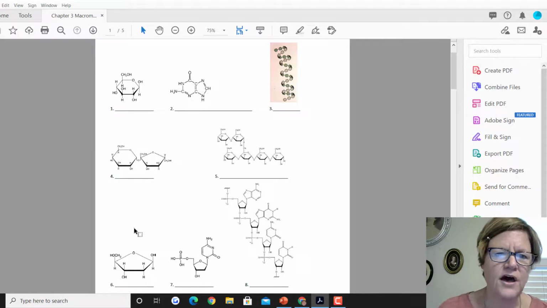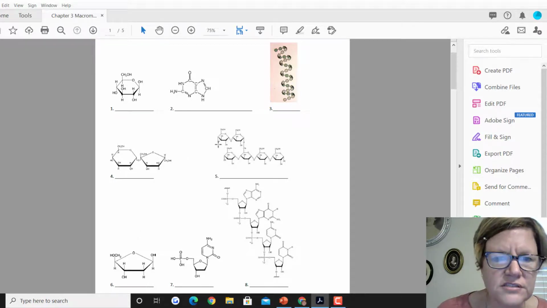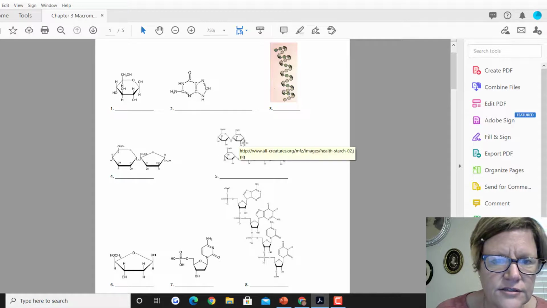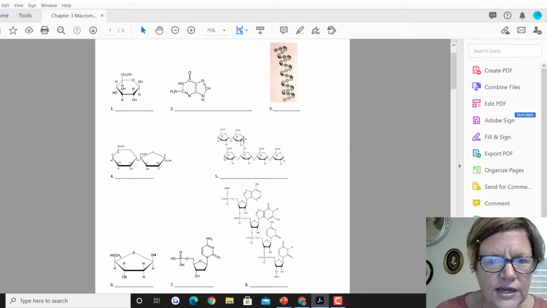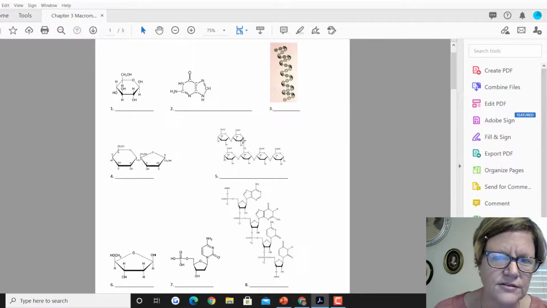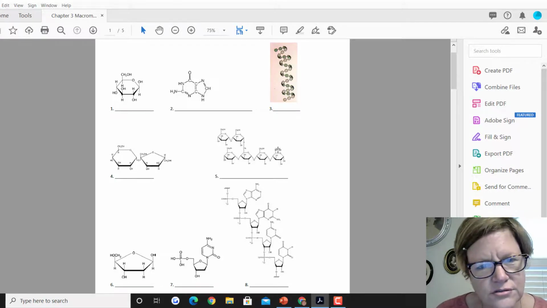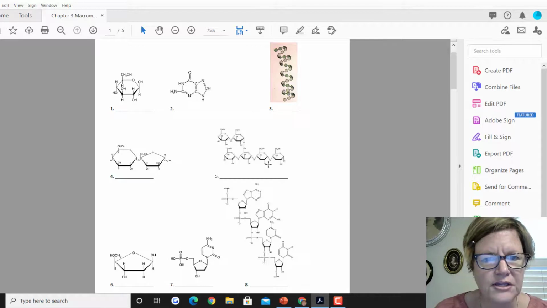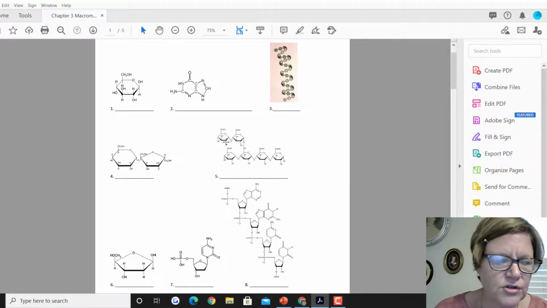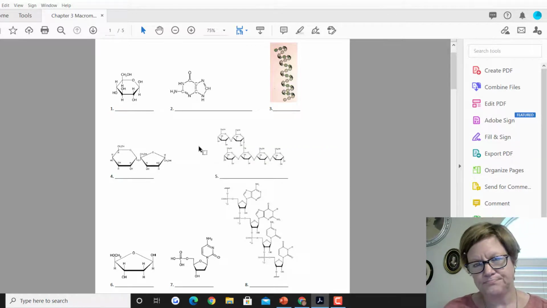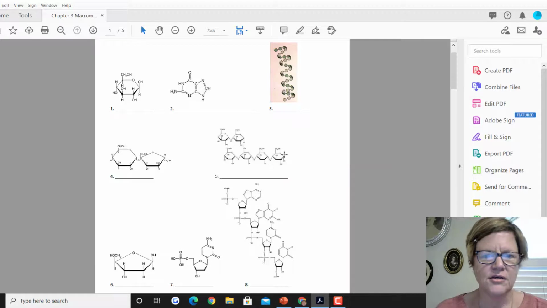Then you have number 5. What do you think number 5 is? It looks like little hexagons joined together, but there's kind of a little branch. It kind of makes a little fork in the road here. It's not very long, but you could put polysaccharide. You could say, since it's branched, it could be glycogen, it could be a piece of starch. I mean, it's just a little piece. So there's a lot of correct answers that would fit.